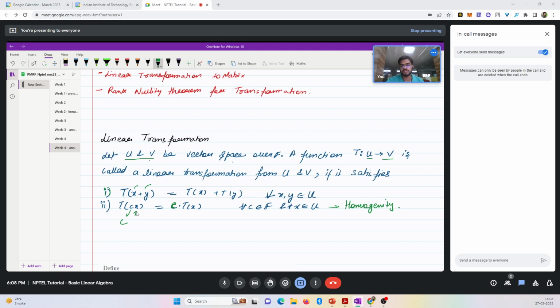So any function that satisfies these two properties, that is, T of x plus y is equal to T of x plus T of y, and T of cx is equal to c times T of x, for all x and y in your vector space U, is called a linear transformation.